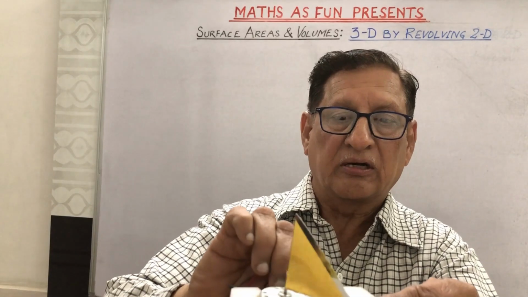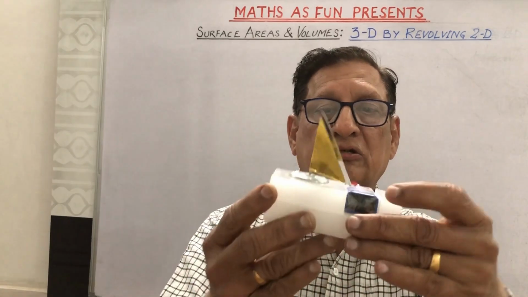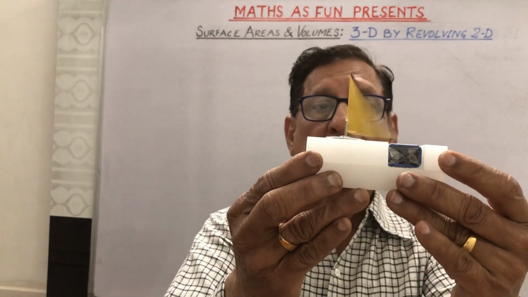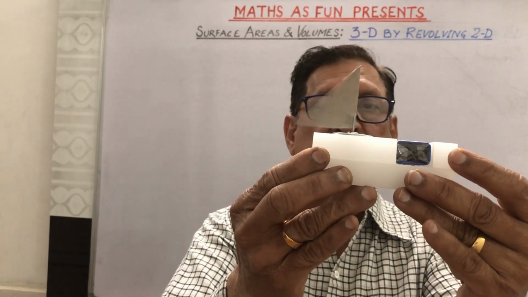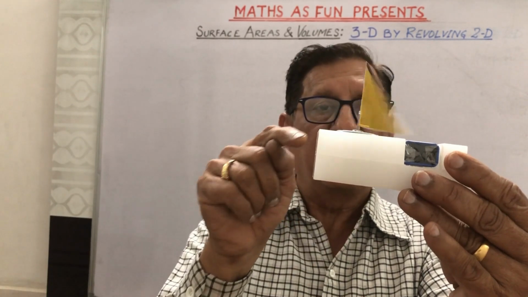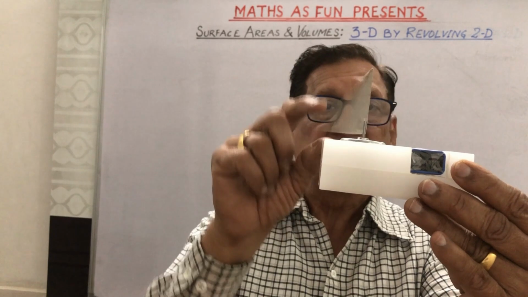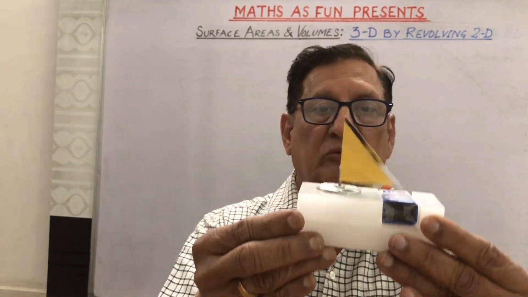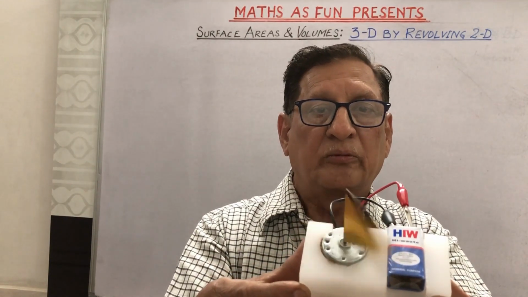See here, this is the triangle now, and this triangle is being rotated. You can see clearly that the cone is formed. This side will be forming the radius of this cone, and the other side will be the height of this particular cone. You can very well see the cone is formed.